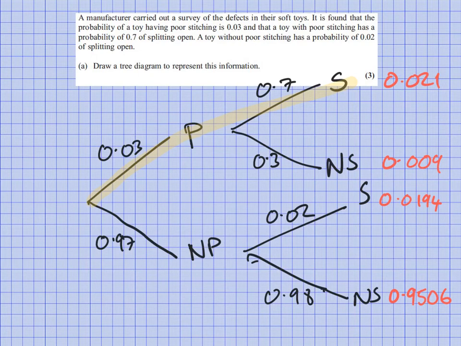Next thing would be questions like, what's the probability of it splitting? So to work out the probability of it splitting, we would look for the probability of it having poor stitching and splitting, and the probability of it having good stitching and splitting, and add them together. Okay, if you go along the arms of the tree diagram, you multiply. If you want to combine events at the end, you add them.